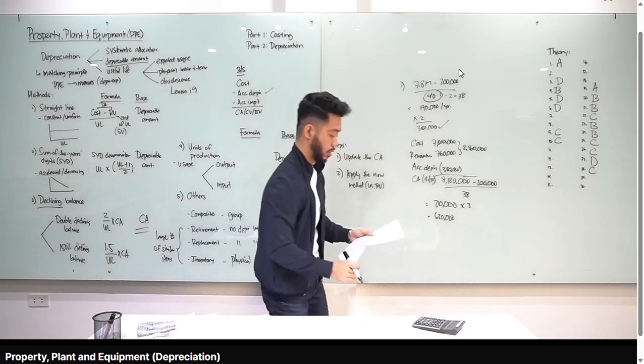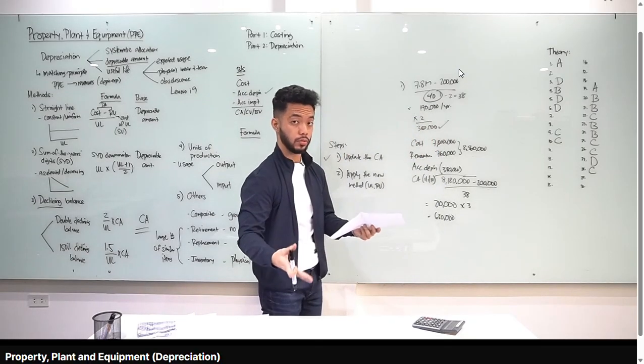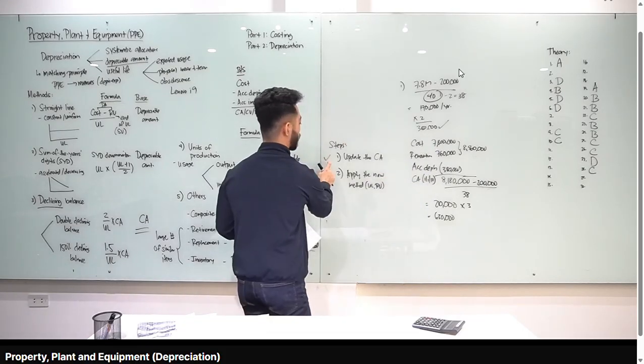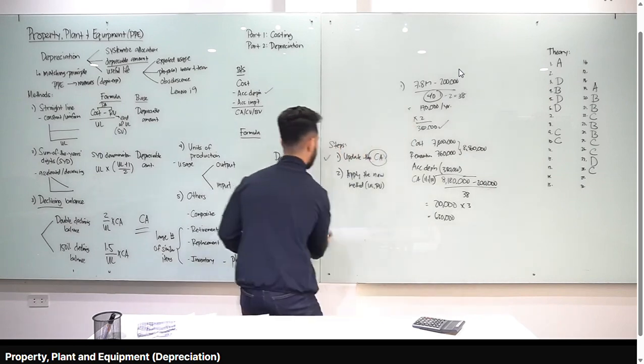Ayan. Now, third bullet, nagkaroon daw ng change in useful life. From 40, 30 na lang daw. So, paano gagawin mo dyan, sir? Apply ko lang yan. Update natin yung carrying amount. How much na yung carrying amount natin as of this point?